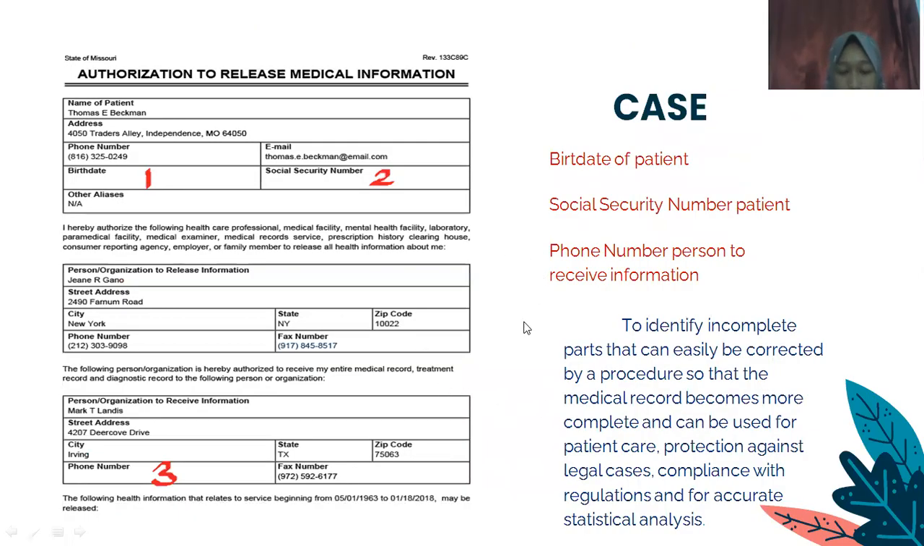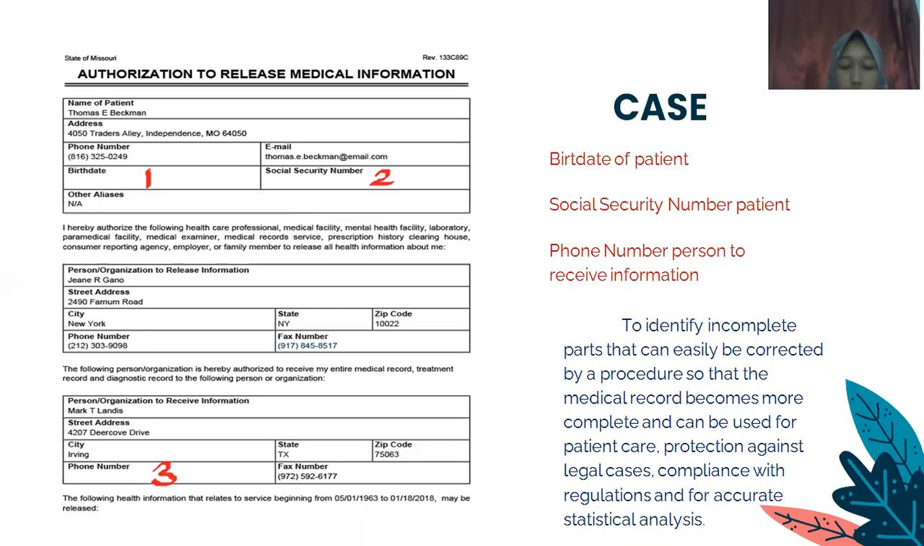This is a case of quantitative analysis. In this medical record document, there are several incompletenesses such as the birth date of the patient, the social security number of the patient, and the phone number of the person to receive information. It has been explained that our component of the quantitative analysis is to check the patient identification on each sheet of the medical record. The incomplete portion needs to be filled in by the medical recorder based on the patient's record data.